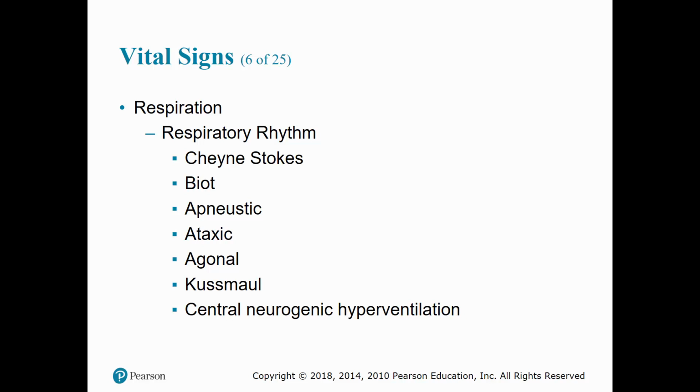Apneustic is characterized by prolonged periods of inhalation, whereas ataxic is an irregular pattern of rate and tidal volume. Agonal is long periods of apnea with a gasping breath interposed. Kussmaul is a rapid respiratory rate with a deep and labored tidal volume, and central neurogenic hyperventilation is a sustained deep and rapid respiratory rate of at least 25 breaths per minute, however with a regular pattern.